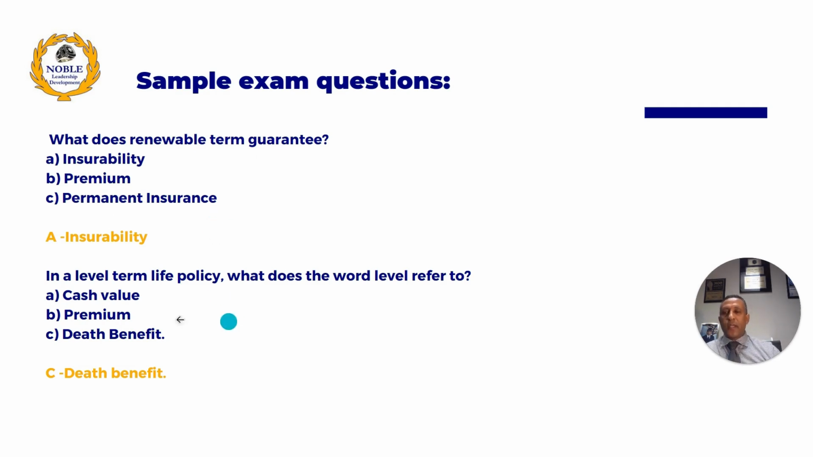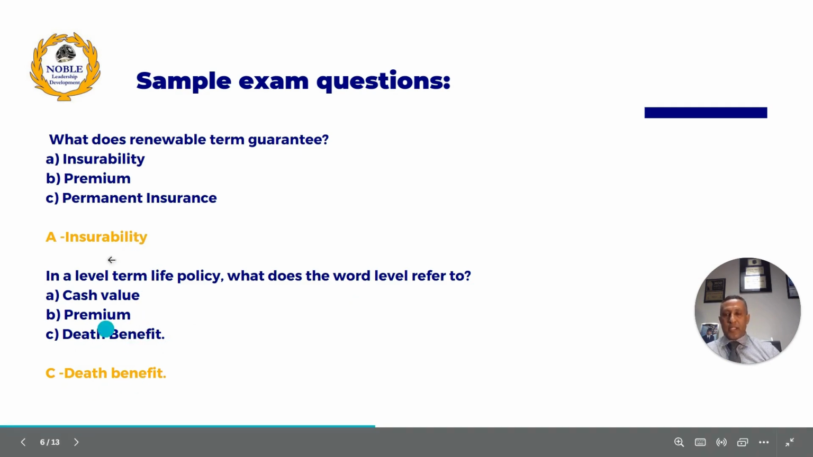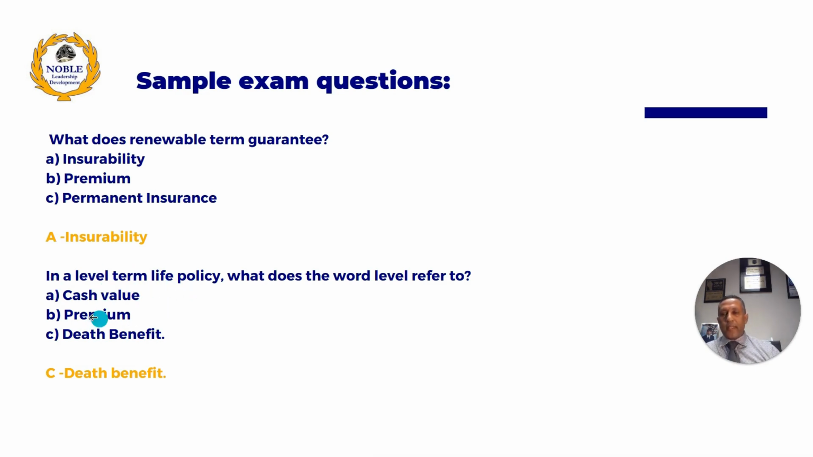In a level term life policy, what does the word level refer to? The cash value, the premium, or the death benefit? And that's what I was talking about at the beginning. It's the death benefit that is level. So what's level is the face amount or the death benefit, right? There is no cash value to a term, so A cannot be the answer. And it's not the premium, but it's the death benefit, right? So that's it for part 1.